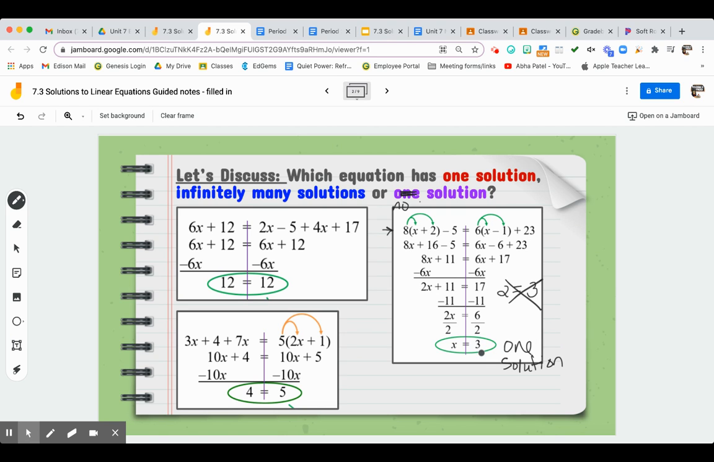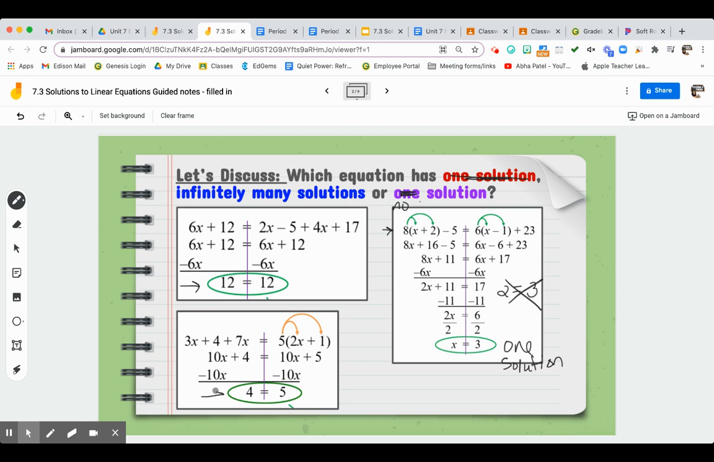If you put in 5 or 100 or negative 30, none of those would work. The only one that would work is 3. So our one solution is crossed off here. Now we're left with infinitely many solutions, that's like every single number out there, and no solution, which is nothing will work. Well, let's look at these answers.